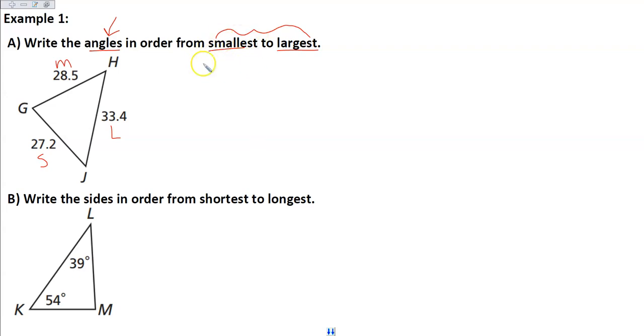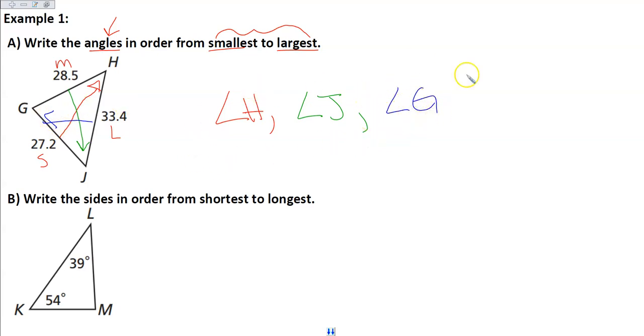So then I can look at my angles from smallest to largest. I know that my smallest angle is going to be across from my smallest side. So we're going to start with the measure of angle H. Or I could say angle H. Either way is fine. It's not going to matter. Okay, so angle H is the smallest angle. Then my medium length side is going to be across from my medium angle. So then angle J is the next smallest angle. And then my longest side is across from my largest angle. So angle G is the biggest angle. So this is how we write our angles in order from smallest to largest.